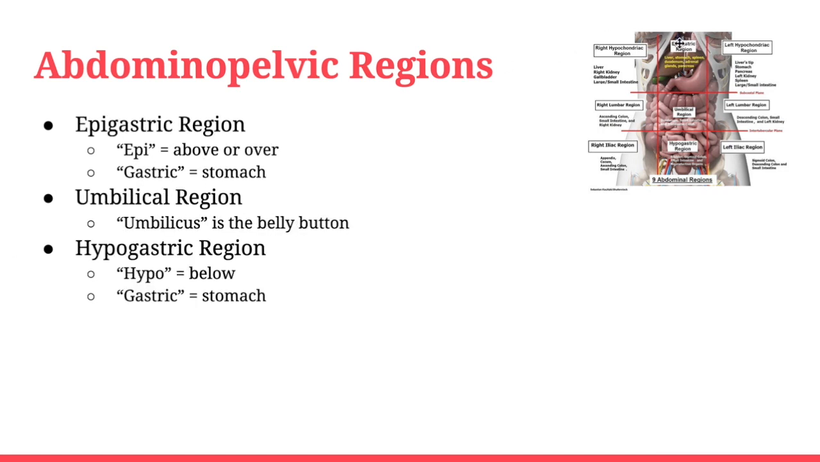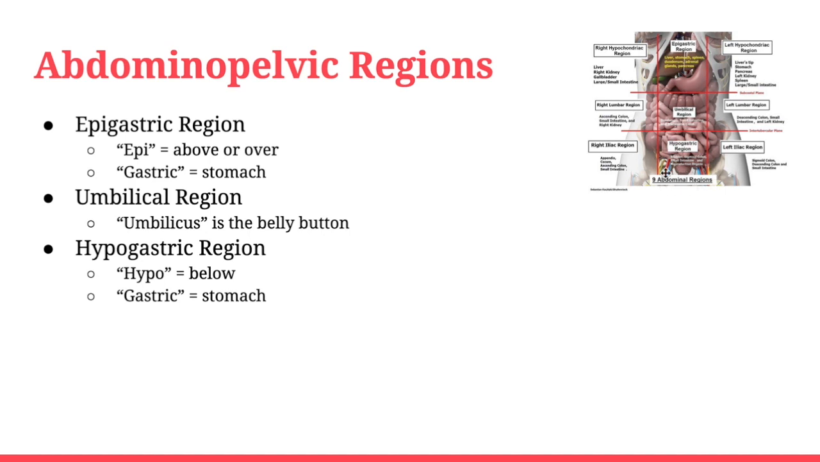Now we're going to go down the center from top to bottom. So we have the epigastric region. Epi means above or over, and gastric refers to stomach. So you can see how right here this is the stomach. So this section is right over or above the stomach. In the middle, we have the umbilical region. Umbilical again means navel or belly button, the umbilicus. So that is right in the center area.